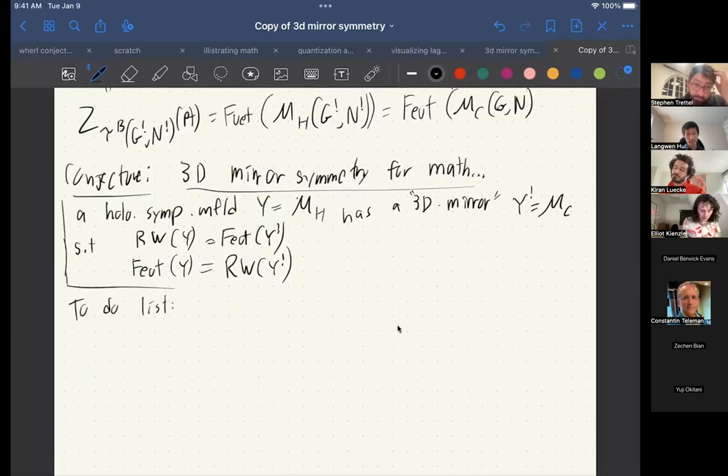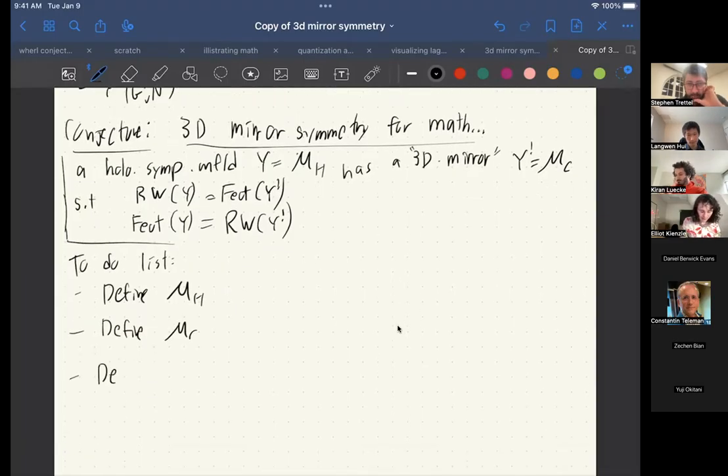of things to understand. The first is to define a Higgs branch. The second is to define a Coulomb branch. It's essentially everything here. The third is to define the Rozansky-Witten theory, and the fourth is to define the Fueter 2-category. Okay, now let me tell you about the state of the art.